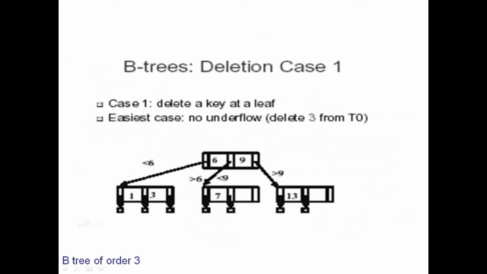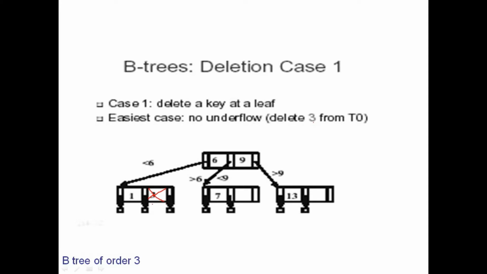Please keep that in mind. Now let us start with deletion case 1. Case 1 is delete a key at a leaf. Here given is a tree of order 3 and we have to delete 3 from the given tree. Element 3 is present at the leaf of the B tree. If you delete this key, there is no underflow.